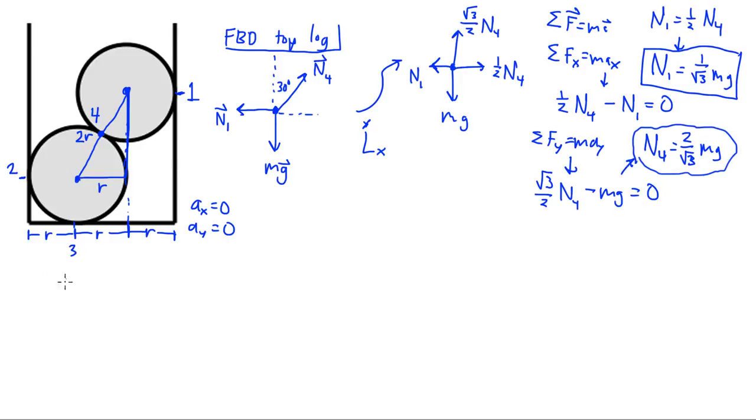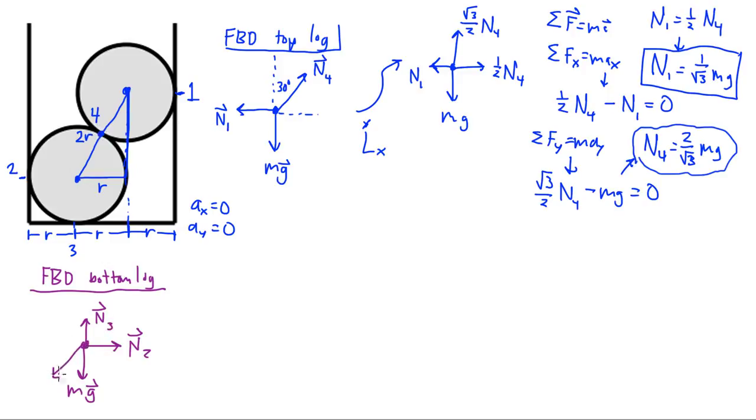I think I'll switch to purple, just for no particular reason. So FBD bottom log. Okay, and now forces on the bottom log go, well, of course, there's gravity going down. And then you have a normal force from 2 from here, right, pushing inward that way. Okay, you have a normal force on the bottom, that's N3. And then, of course, you have 4 pushing down here.